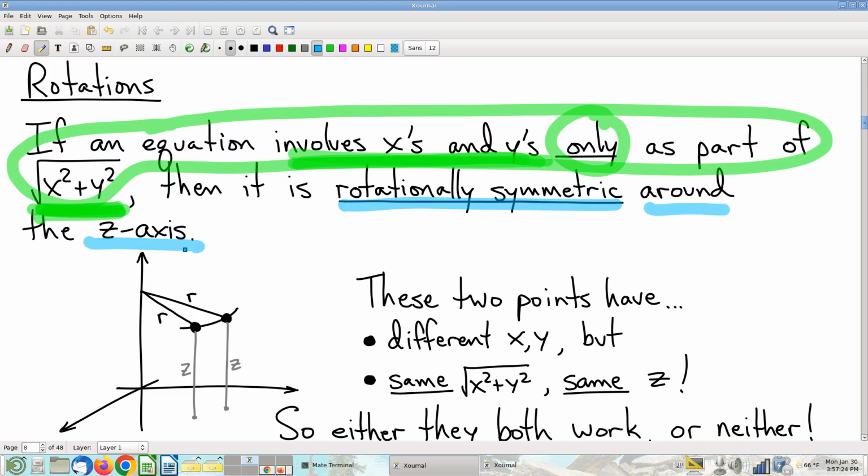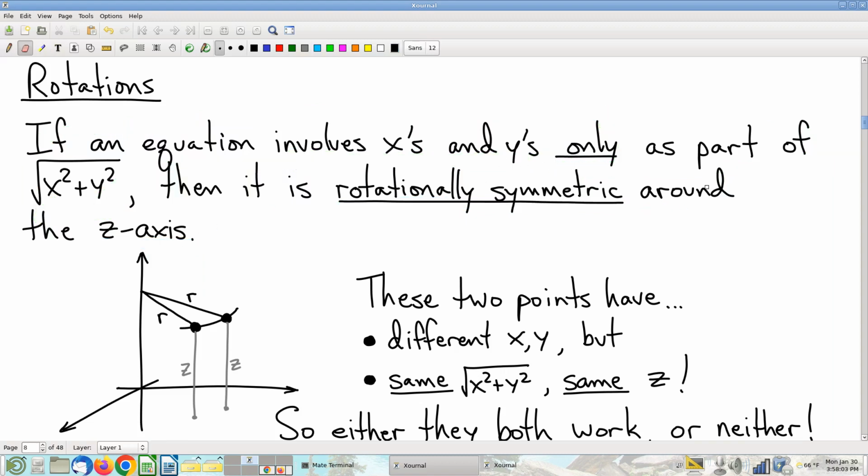I really love this observation because it's so easy to check. Just give it an eyeball glance, look for things like this, and make sure that x and y don't appear anywhere else other than as part of this form. If that happens, you get this very powerful conclusion: the surface you're trying to understand is rotationally symmetric around the z-axis. Most surfaces aren't. Knowing that it's rotationally symmetric around the z-axis is going to make it much easier to draw. I'll show you an example in a couple of minutes. Let me show you why it works before we do the example.